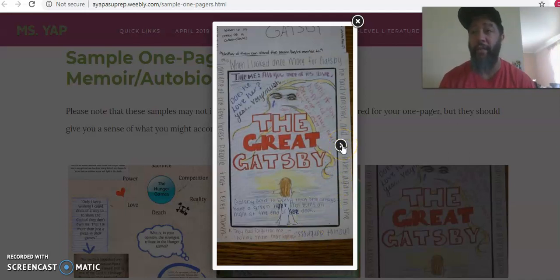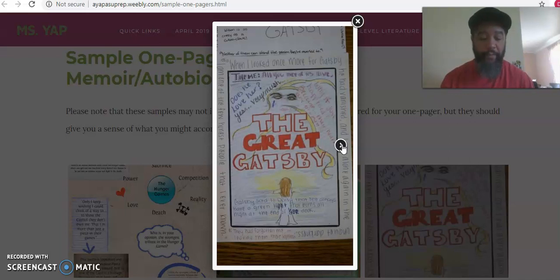Now you can write this on a smaller piece of paper. If you have computer paper, you can just do it on that sheet. It'll just be smaller. We usually try to give you construction paper because it gives you more space to do more things with, and you can make it look a little bit nicer.